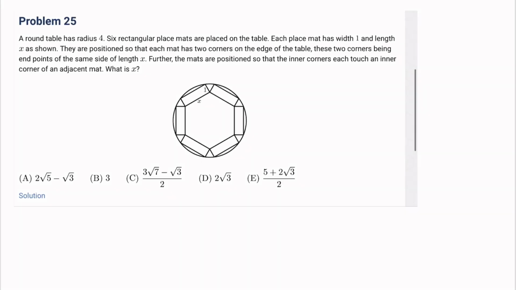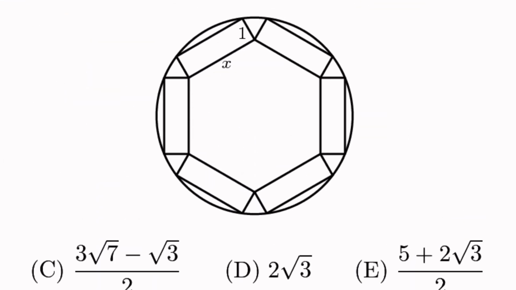Problem number 25. A round table has radius 4. 6 rectangular placemats are placed on the table. Each placemat has width 1 and length x as shown. They are positioned so that each mat has 2 corners on the edge of the table, these 2 corners being endpoints of the same side of length x. Further, the mats are positioned so that the inner corners each touch an inner corner of an adjacent mat. What is x?